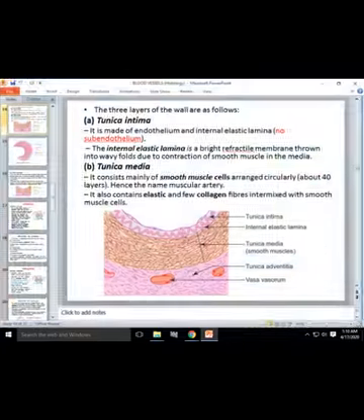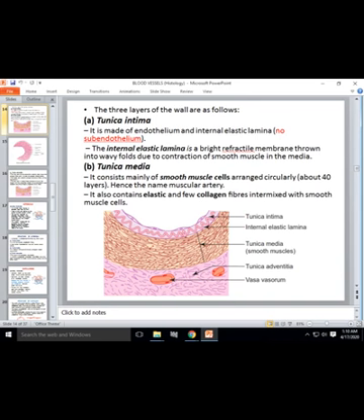We were talking about the three layers of the wall of the medium-sized artery. The innermost is the tunica intima, which is made up of endothelium and internal elastic lamina. Here, no subendothelium. The internal elastic lamina is a bright refractile membrane thrown into wavy folds due to contraction of the smooth muscles in the media. These wavy folds are of internal elastic lamina.